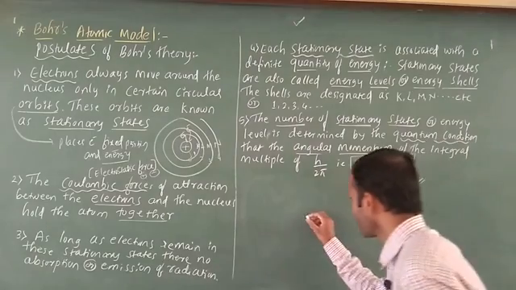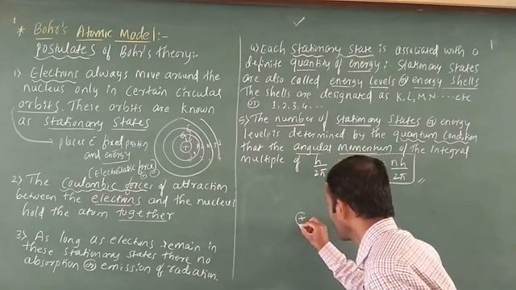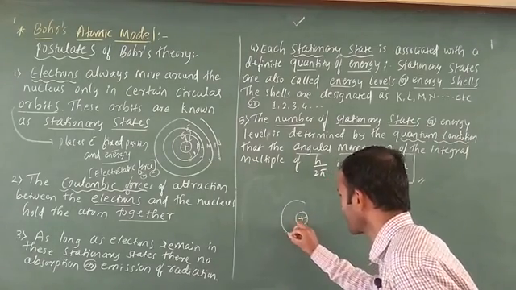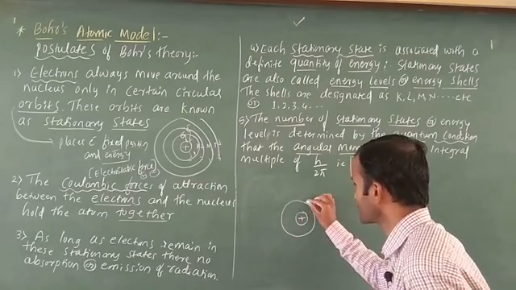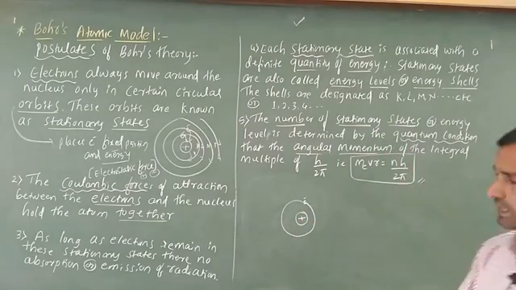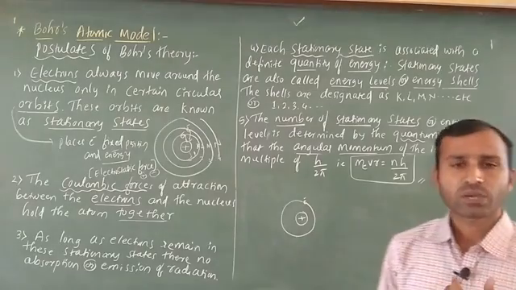Here in this case I am going to draw the diagram. This is the nucleus, and the electron is revolving around the nucleus. Here the electron is there. Every electron has a mass.